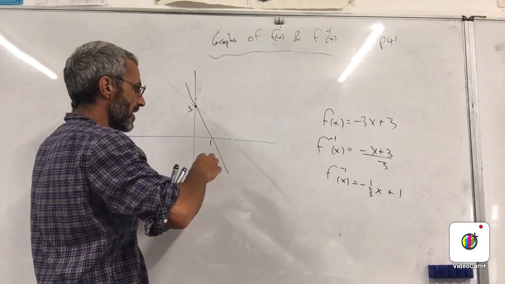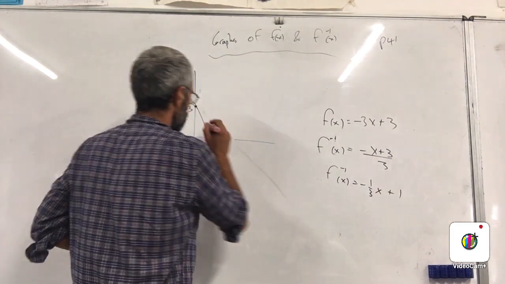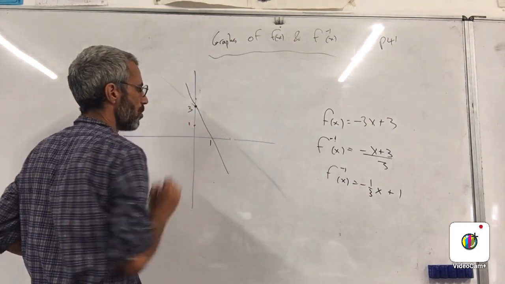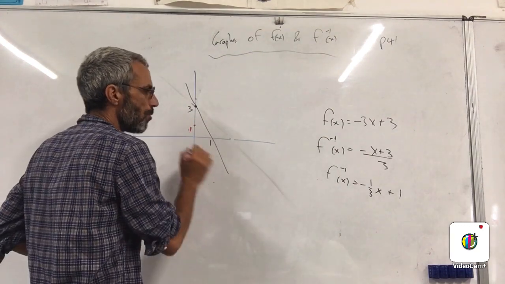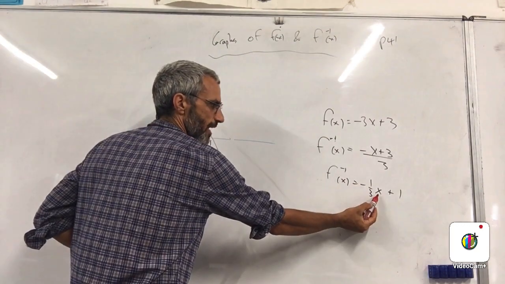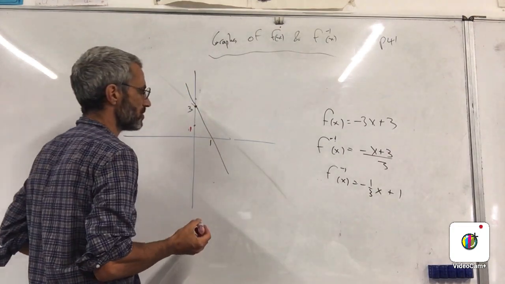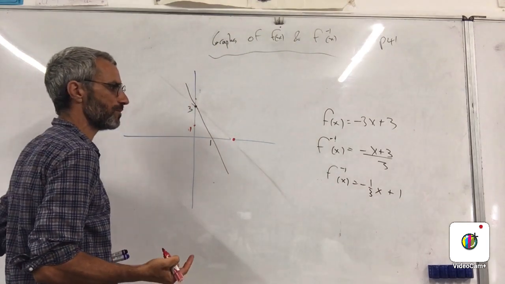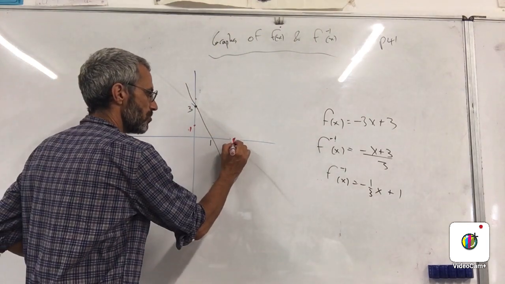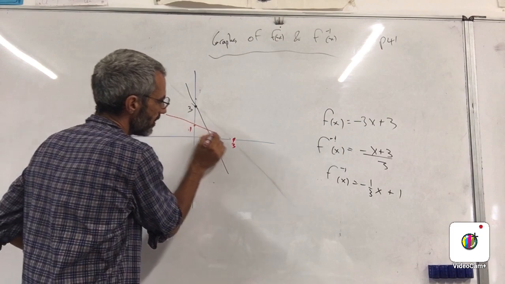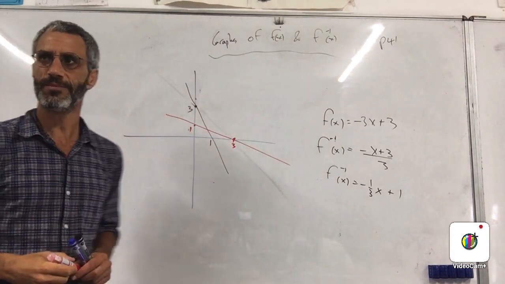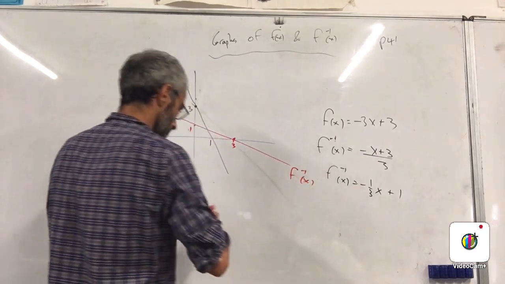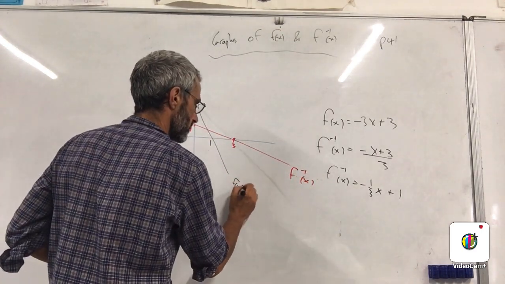What will be the y-intercept? 1. If I put x equals 0, the y-intercept is 1. What will be the x-intercept? What should x be for this whole thing to be 0? 3. If I put 3 here, minus a third times 3 is minus 1, plus 1 is 0. So that should be 3. So we get a line like this. This is going to be f inverse of x, and this is going to be f of x.